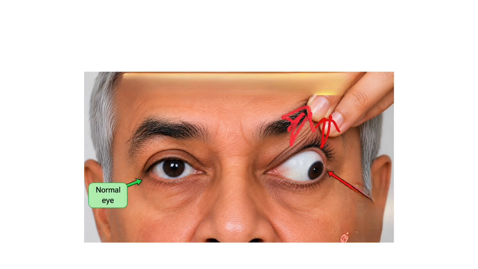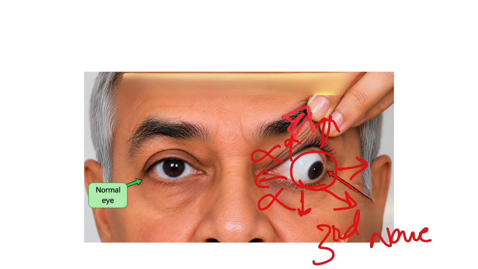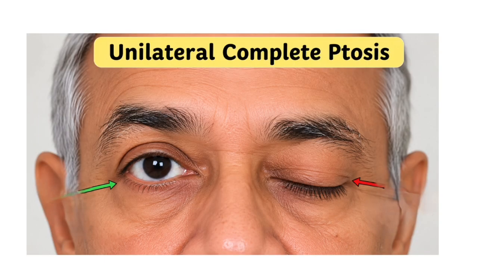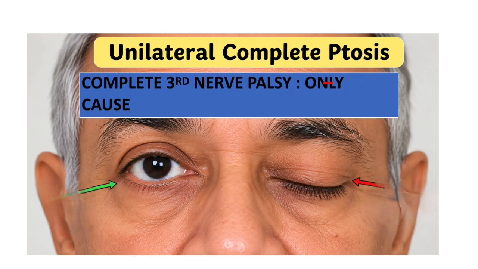If we physically lift the eyelid, we observe that the eyeball is resting in an outward and downward direction. And when we look for the extraocular movements like adduction, upward movement and downward movement, they are all lost. This is again characteristically seen in case of third nerve palsy. So a patient presenting with unilateral complete ptosis with a dilated pupil, the diagnosis is complete third nerve palsy.